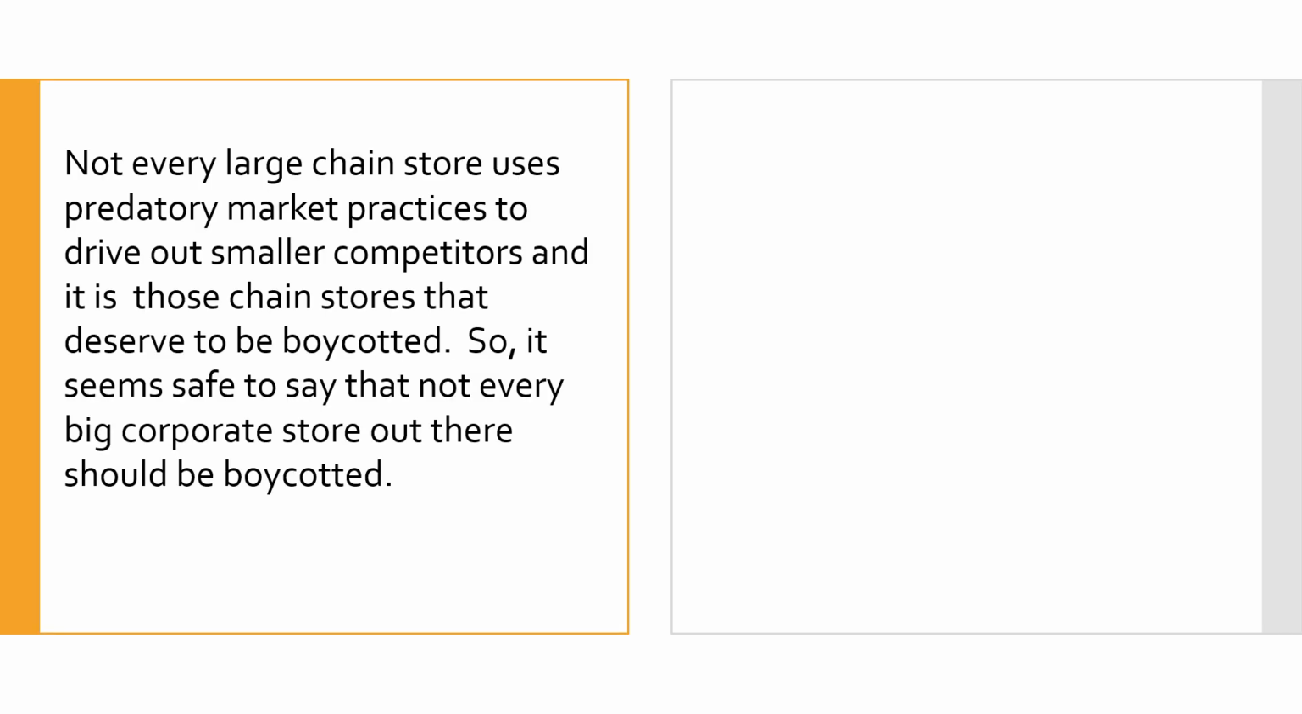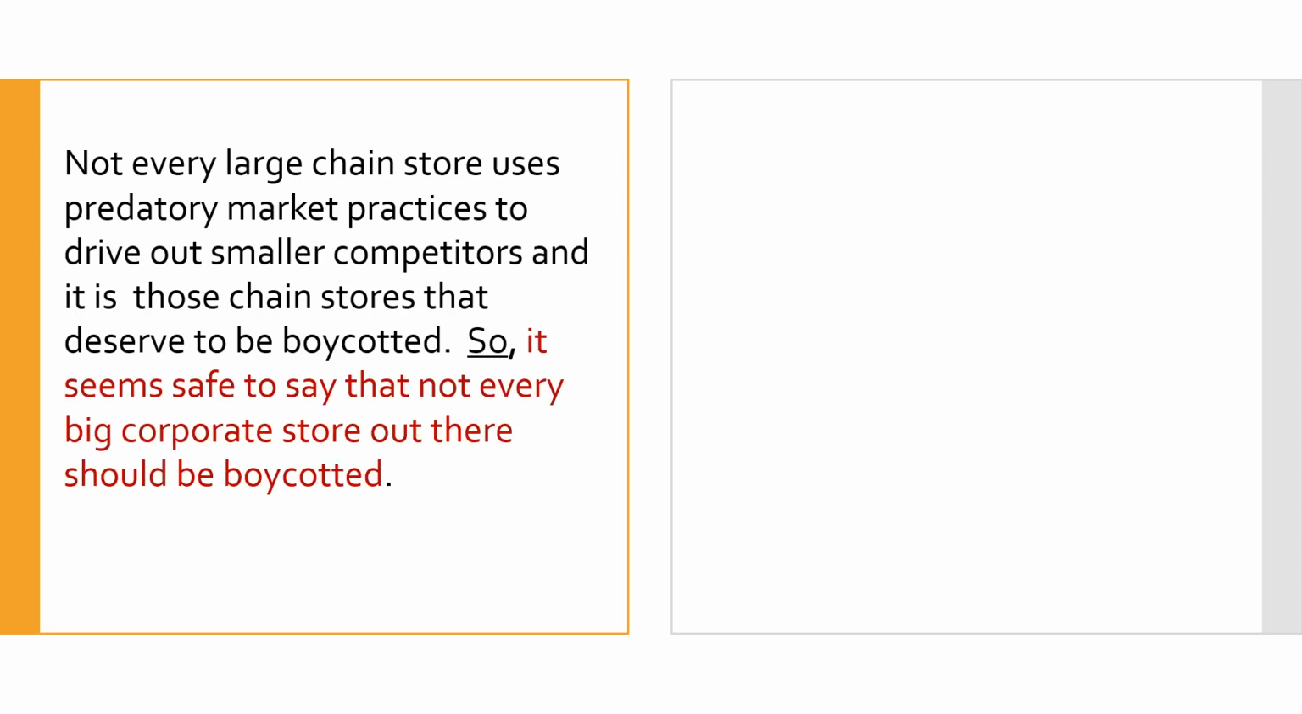So let's take one last example, and then we'll be done with the material for this section. This argument says, not every large chain store uses predatory market practices to drive out smaller competitors, and it is those chain stores that deserve to be boycotted. So it seems safe to say that not every big corporate store out there should be boycotted. Now again, this argument is not given to you in clear, obvious, standard form categorical propositions, so it's going to take a bit of translation.